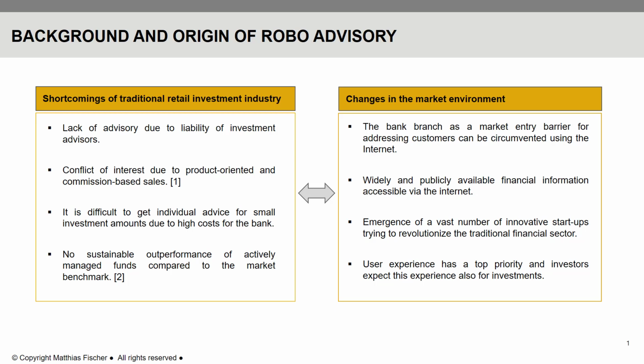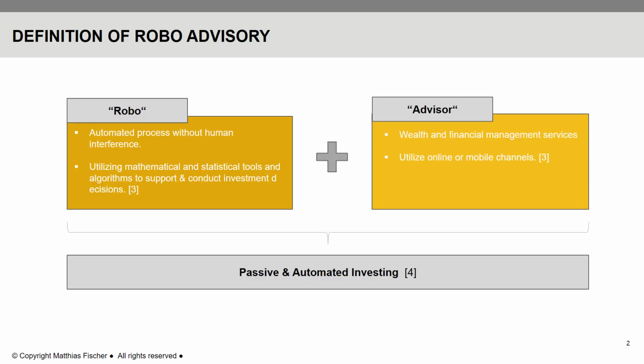While we have now seen some background information on the origins of automated investment advisors, we will now continue and take a look at a definition of a robo-advisor. We can split the word robo-advisor and we will obtain the word robo on the one hand and the word advisor on the other hand.